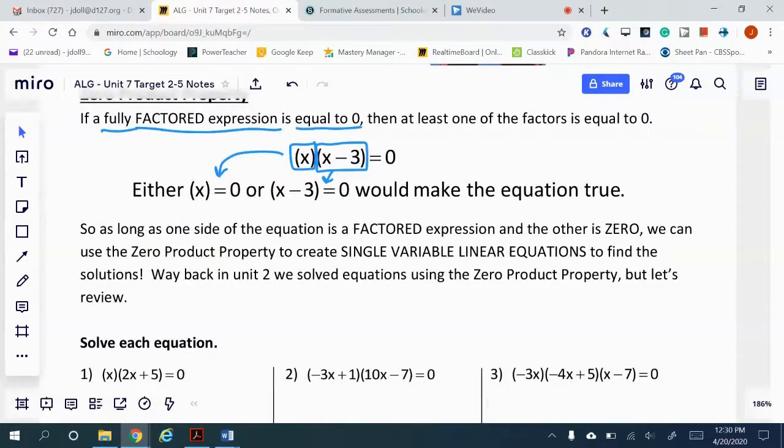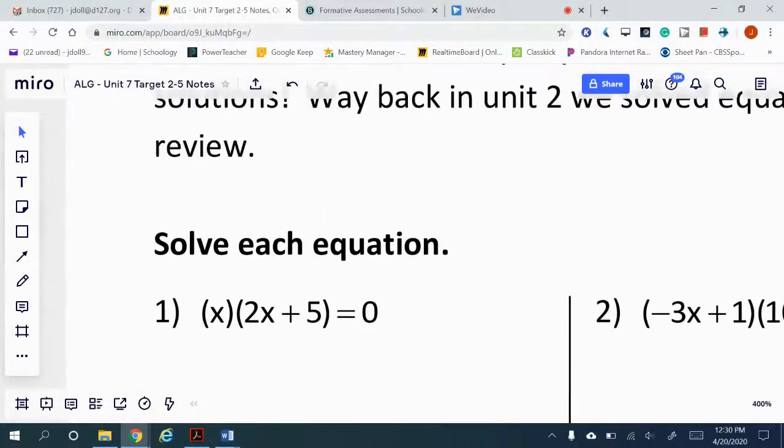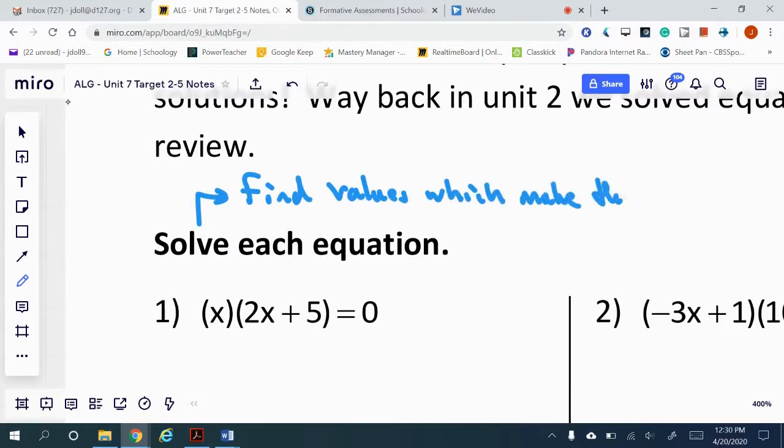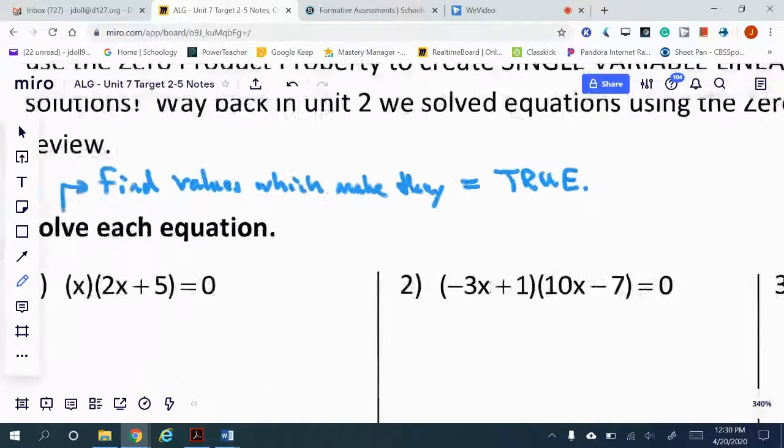Now I did a lot of math talk there, so let's actually look at it in action. If we want to solve this equation, remember, all solving we're doing, going way back to our very first set of notes, is trying to find values which make the equation true. That's all we're trying to do when we're solving.